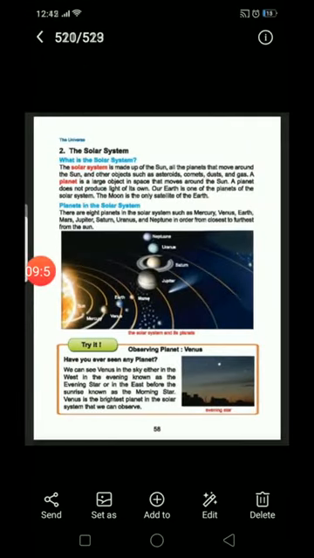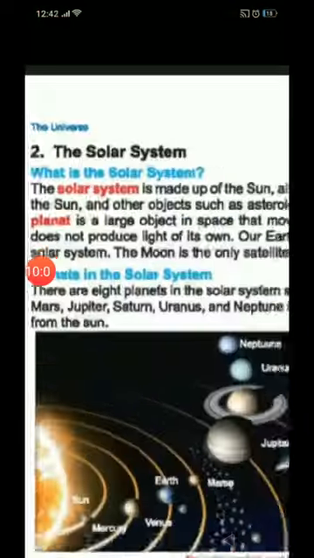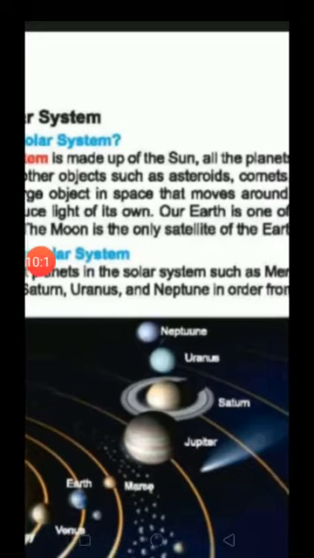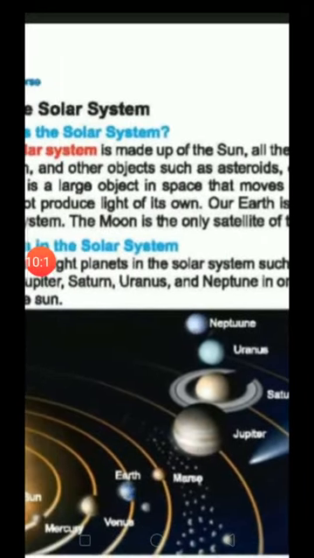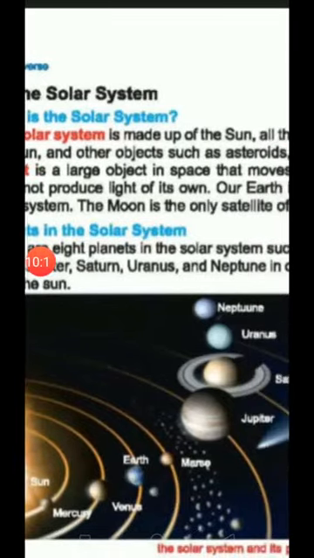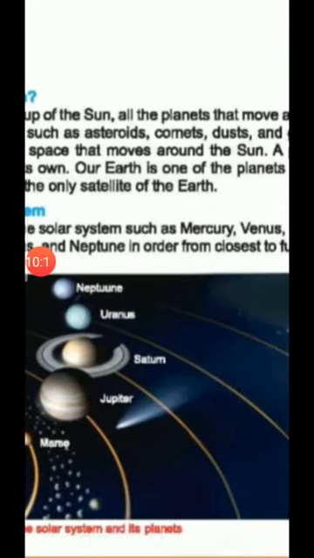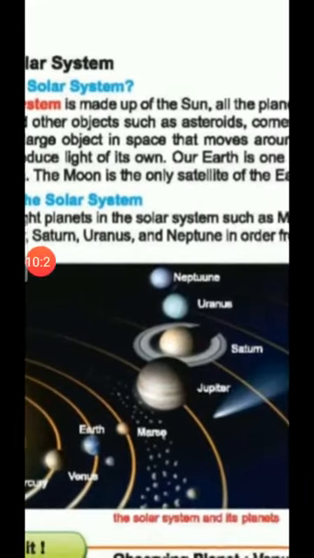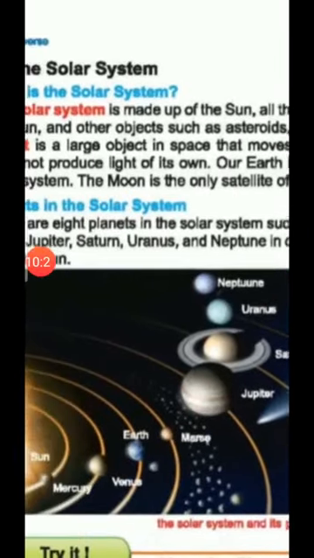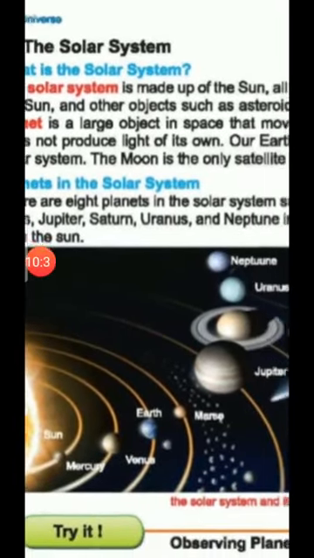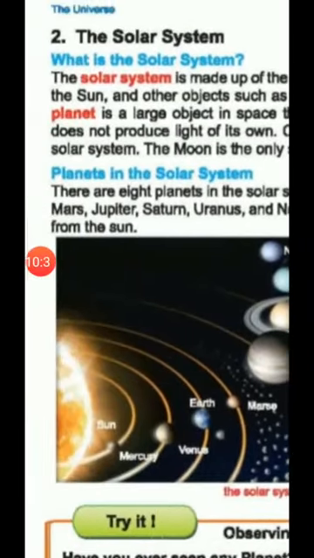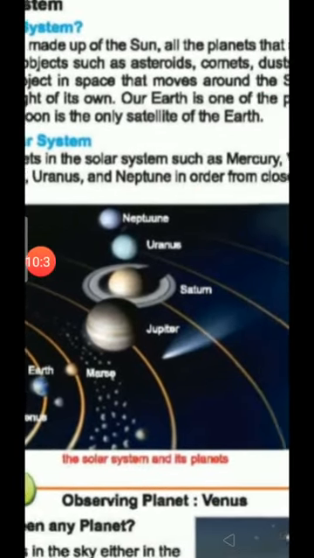Now page number 58. Look, the solar system. What is the solar system? The solar system is made up of the sun, all the planets that move around the sun, and other objects such as asteroids, comets, dust, and gas. A planet is a large object in space that moves around the sun. A planet does not produce light of its own. Our Earth is one of the planets of the solar system. The Moon is the only satellite of the Earth.